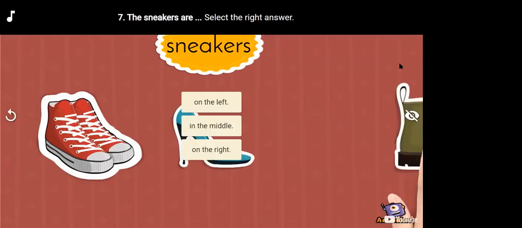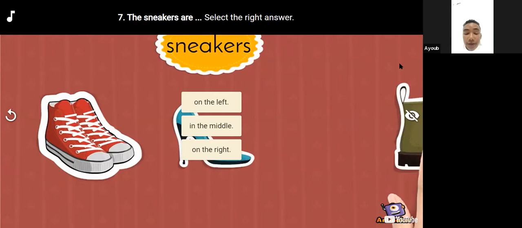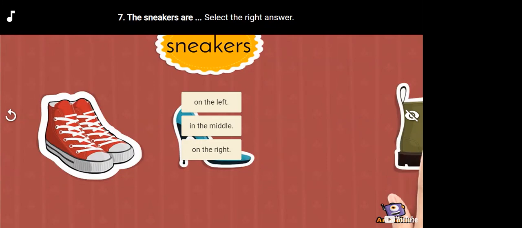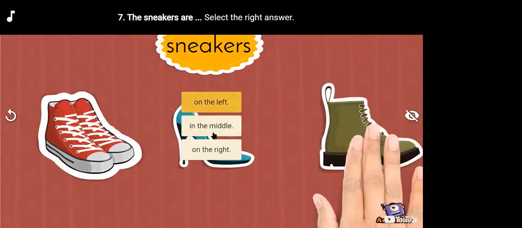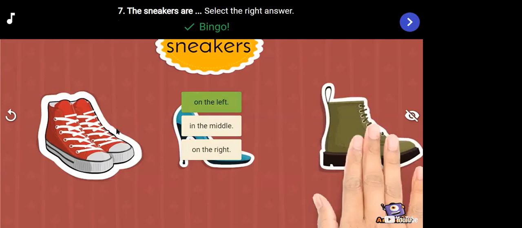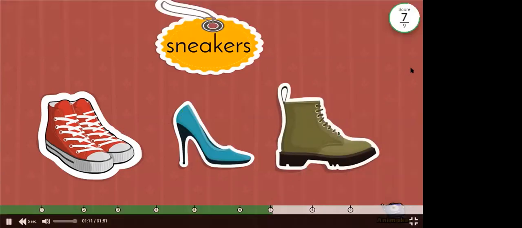So here, the sneakers are on the left, in the middle, on the right. On the right, it's red. It's on the left. Here, on my left, the red one. Yes, the red one.